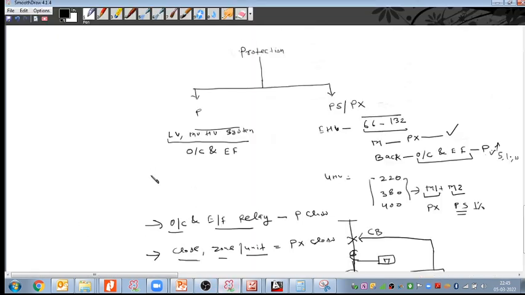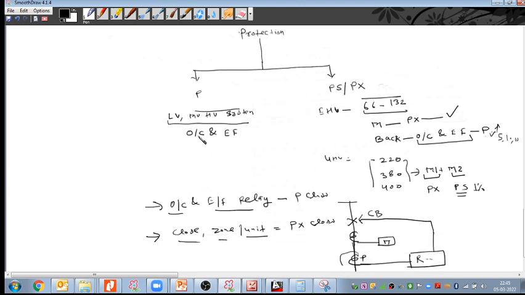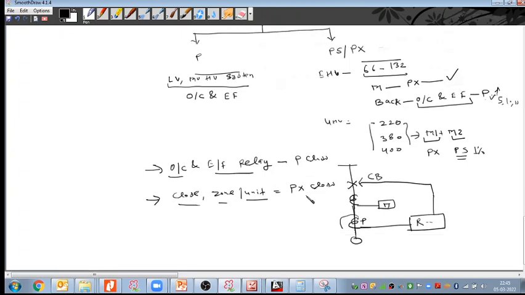First of all, this type of P class CT we take for low voltage and medium voltage systems. But when we go to the grid, for extra high and ultra high voltage systems, in that case the P class CT we use only for backup protection, and the main protection is the PX class CT, because it has better accuracy and less error compared to the P class CT. And with the help of the PX class CT we protect closed zones, closed loop protection, zone protection, and unit protections.